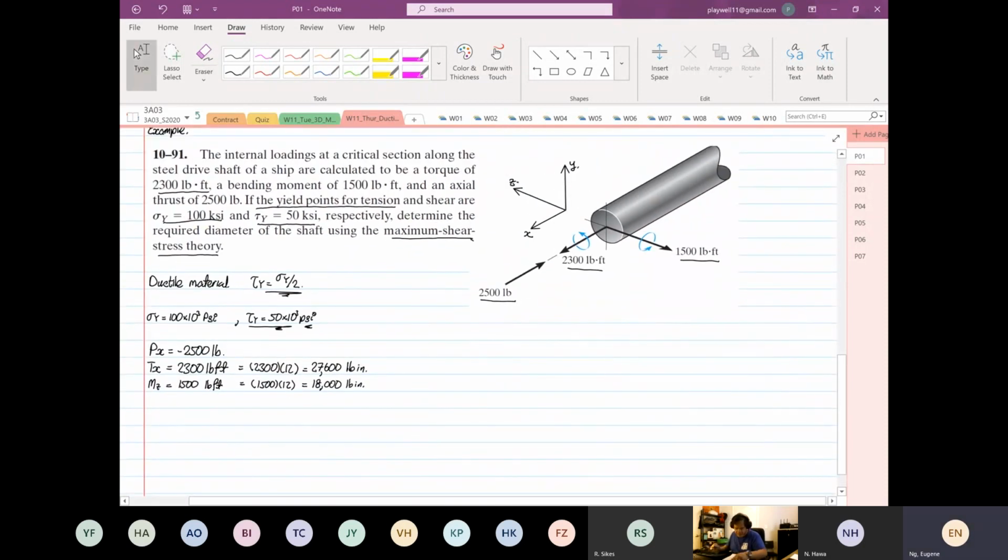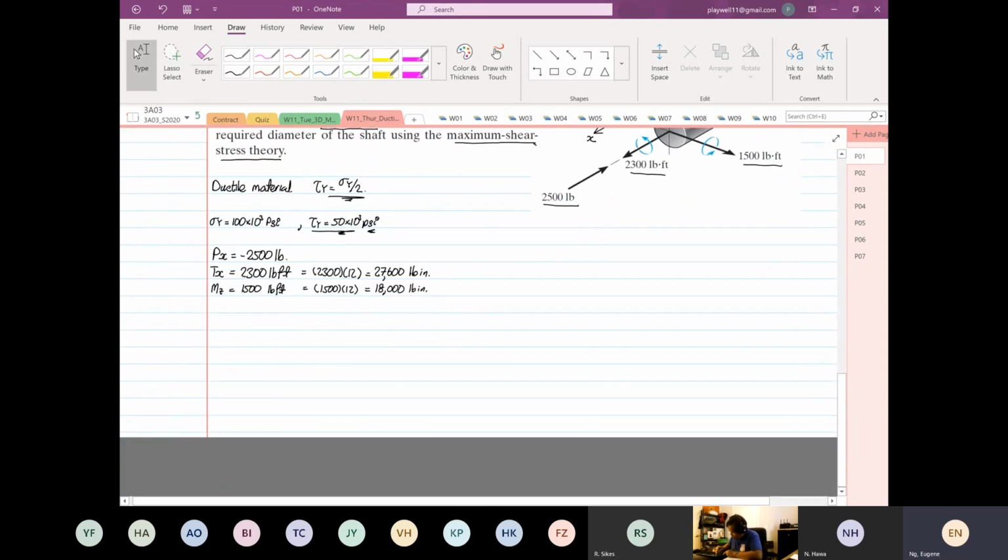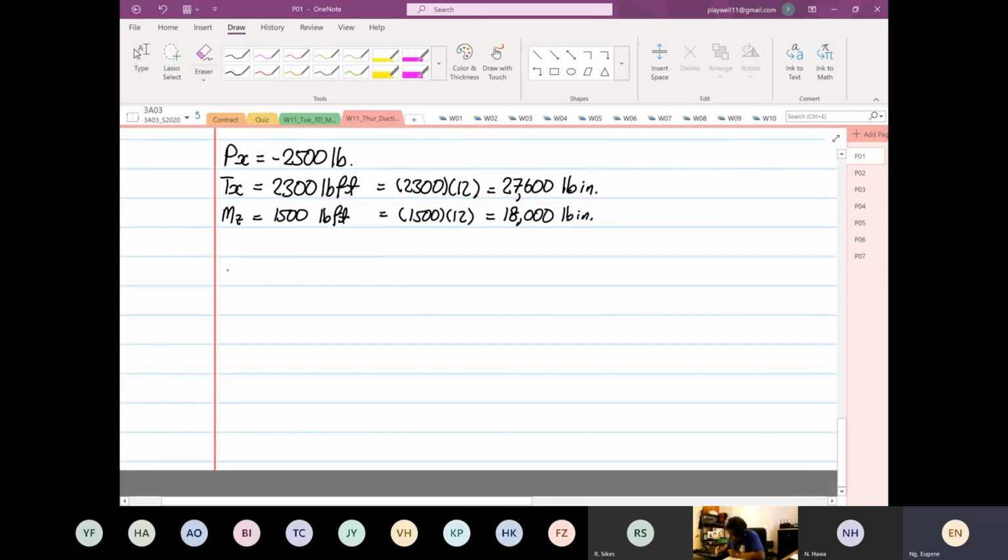So now, given this load system, we have to apply the maximum shearing stress criteria. So we have to apply the maximum shear stress theory. But why do they have to mention that we have to apply the maximum shear stress theory?